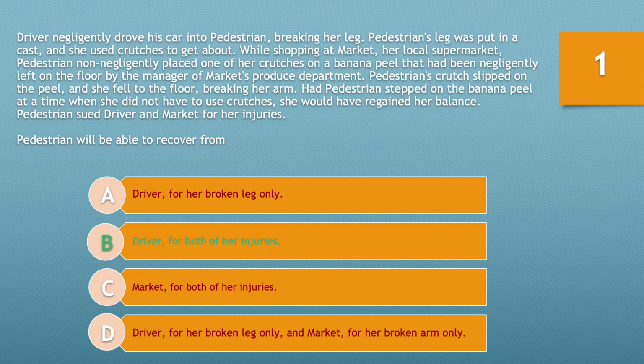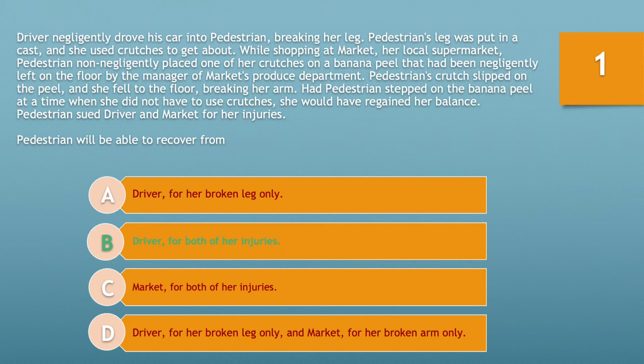It's important to note that Market would also be liable for pedestrian's broken arm under the theory of a thin skull or an eggshell plaintiff doctrine, when a foreseeable victim suffers an unforeseeable extent of harm. So while B is the correct or the best response, don't forget the fact that the Market would theoretically still be liable for the arm as well.